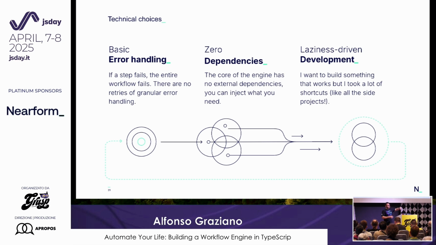It means that if we have a workflow with 100 steps and a single step fails, I'm going to let the entire workflow fail. We don't have retries, we don't have partial failures, we don't have partial success, nothing. If something crashes, the entire workflow explodes, which is funny.